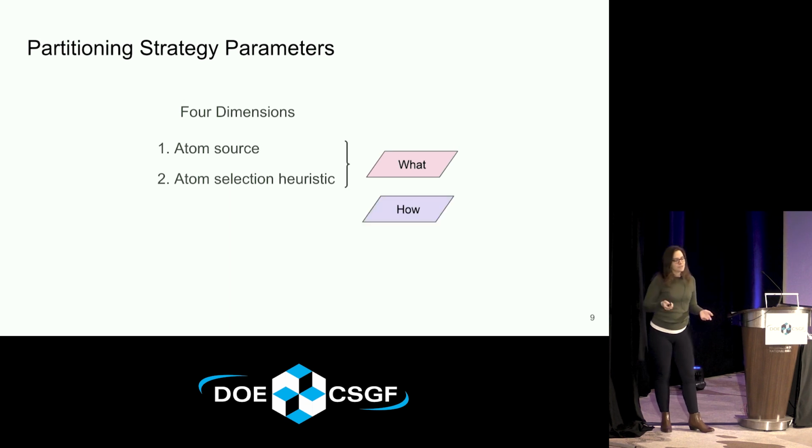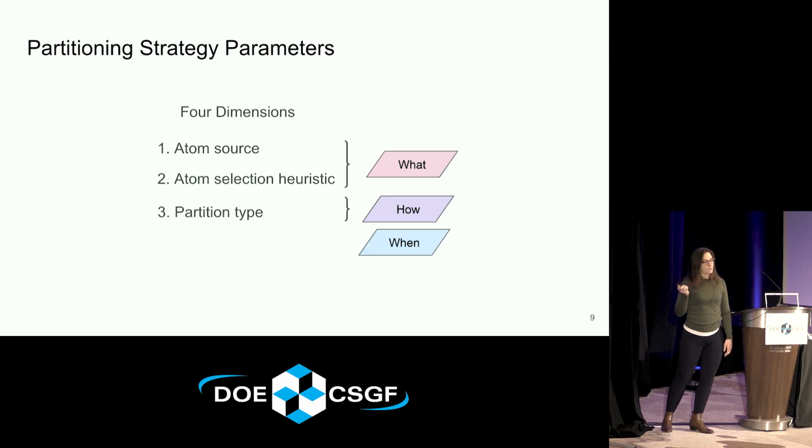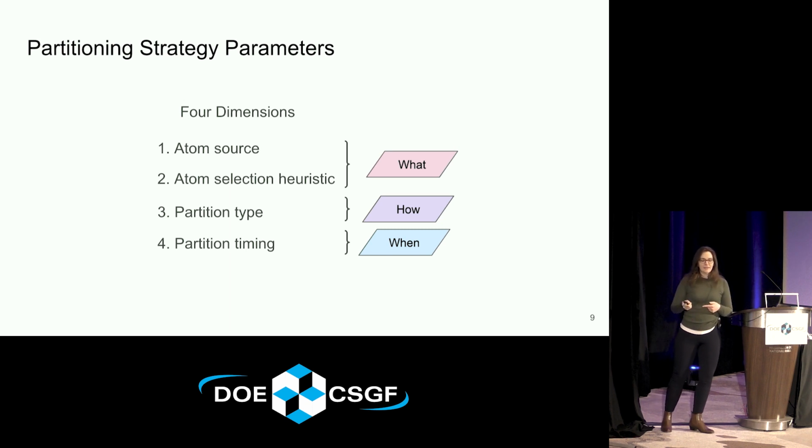The next step is how. So how exactly are we putting these things together to create our partitioning formulas? And we do that with our partition type. And lastly is when. So that's our partition timing. In our partitioning solver, that first step, when do we want to create the partitions? And then how are we going to figure out when?